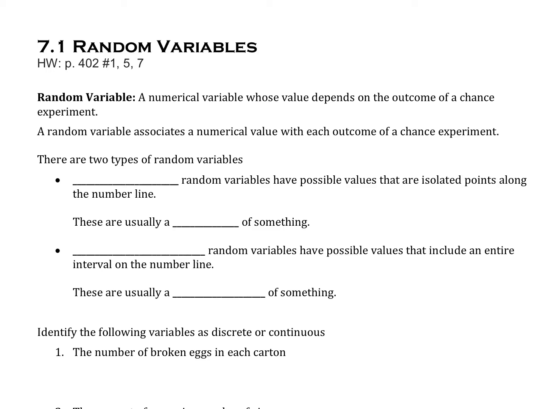7.1 is about random variables. You should already know the definition at the top. A random variable associates a numerical value with an outcome of a chance experiment. We're going to learn about two types of random variables. The first one being a discrete random variable.